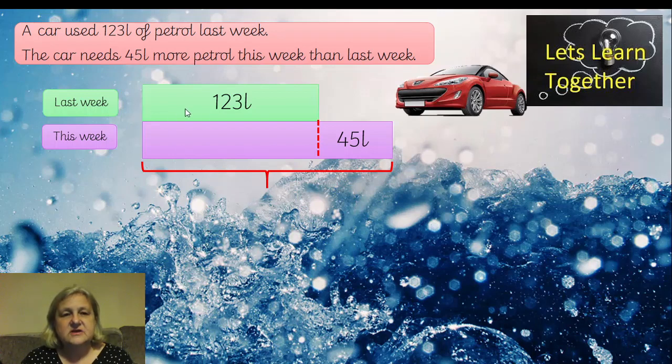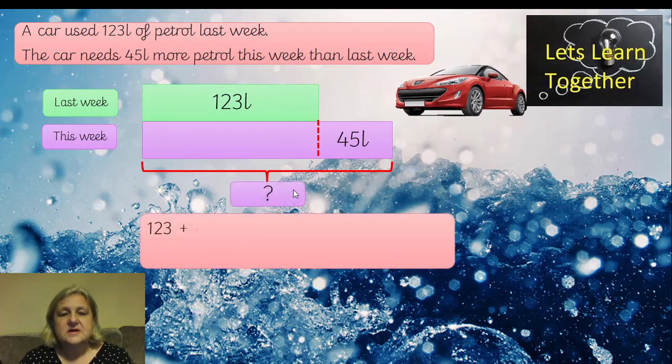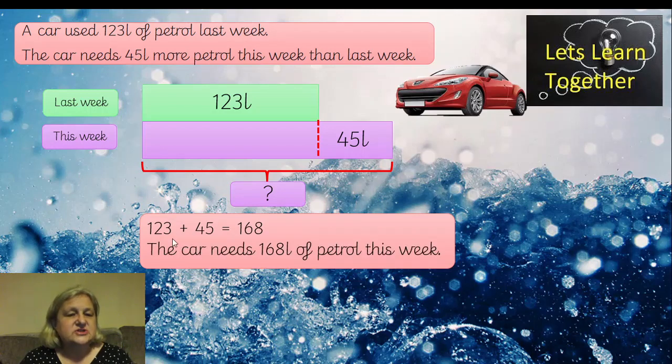Okay, and we can tell this week was the same as last week plus 45, so we're going to need to do an addition. So here is our addition, and we can actually do that one straight in our head because there's no crossing any boundaries of any tens or hundreds. So if we do 123 add on 45, it comes to 168. Just double checking that. So the car needs 168 litres of petrol this week, and then we can slot that in onto the bar model as well. Okay.